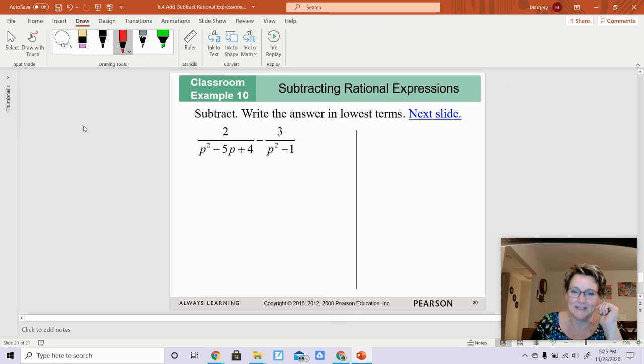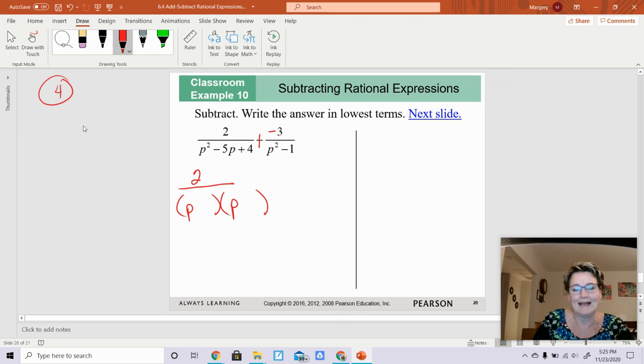Now let's do this one. Again, I don't like subtraction problems, so I'm going to change this to addition and make that its opposite. Now it's just a nicer problem. So we have 2 over. Now I can factor the bottom one quicker. The only way to get p squared is p times p. I have a positive 4. I need to find two factors that multiply to give 4, but add to give negative 5. So how about negative 4 times negative 1? That gives you 4. Negative 4 plus negative 1 gives you negative 5. So that's my middle term. The two factors are negative 4 and negative 1.